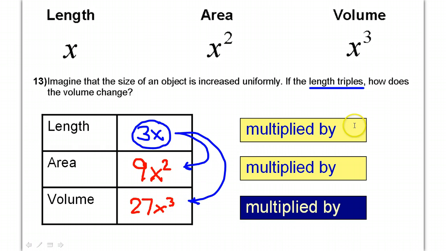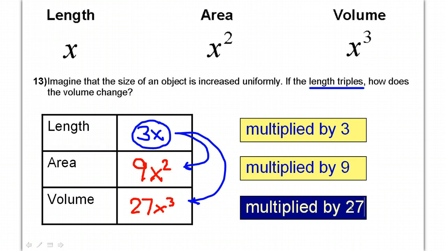Of course, the length was multiplied by 3, because that's what the problem told us to do. What was the area multiplied by, class? The area was multiplied by 9, because you can see the 9x squared. That's the multiplier. The original area was x squared. The new area is 9x squared. So it was multiplied by 9. Hunter, what was the volume multiplied by? 27.